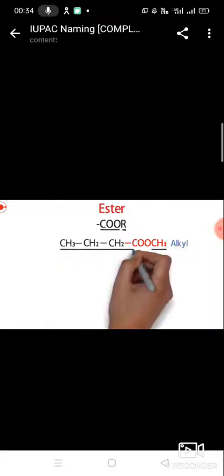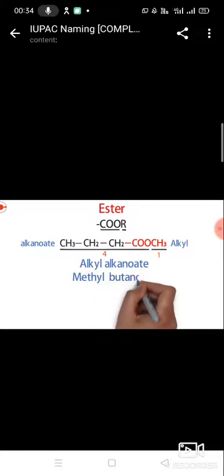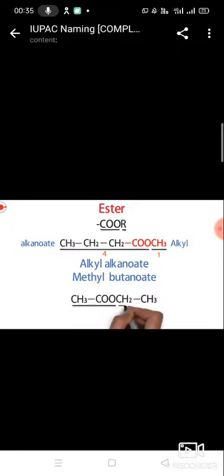How many carbon atoms are there? 5 carbon atoms are there. We have to separate it into 2 parts: one is before the carbon, the other is after the oxygen. After the oxygen one alkyl group is there. Before the oxygen, before the carbon, a 3-carbon alkyl group is there. Along with this ester carbon we have to count the 4th carbon. So the name of the compound is methyl butanoate. First we name the part after the oxygen, next the part along with this carbon atom.